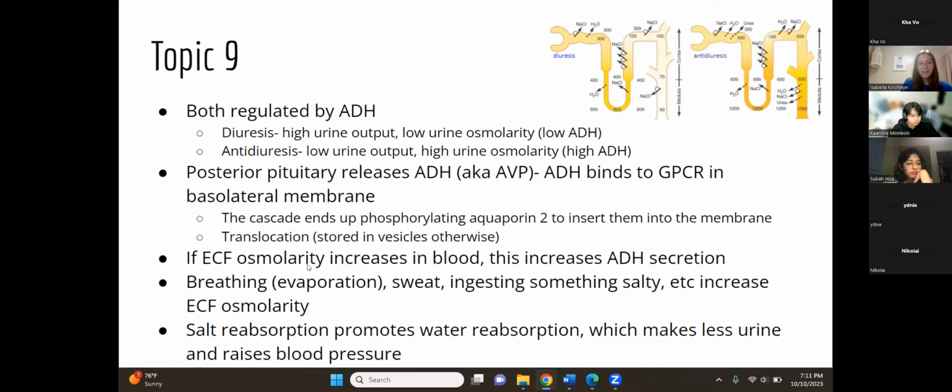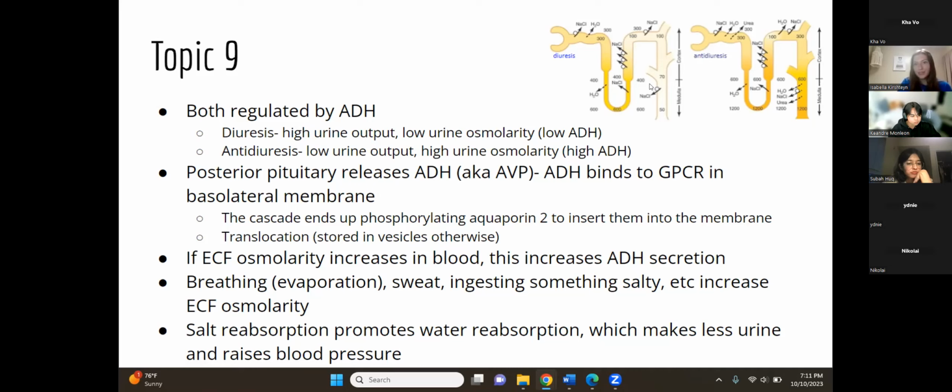If ECF osmolarity increases in the blood, this increases ADH secretion, because if we increase ADH secretion, we reabsorb more water. Things like breathing, because when you breathe you breathe off some evaporation of water, sweat, and ingesting something super salty will increase your ECF osmolarity. And salt reabsorption promotes water reabsorption, which makes less urine and raises blood pressure.